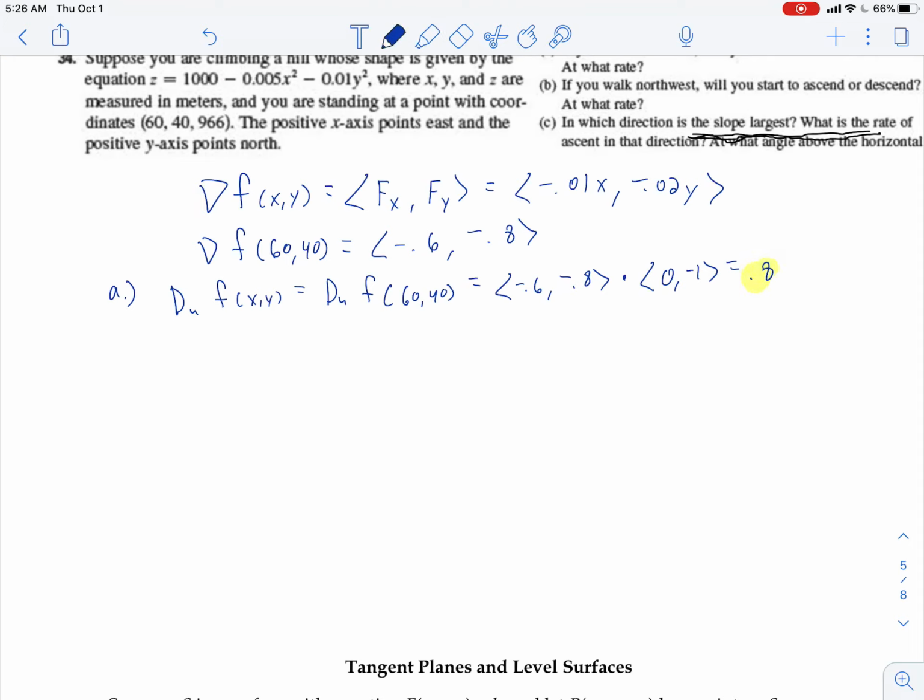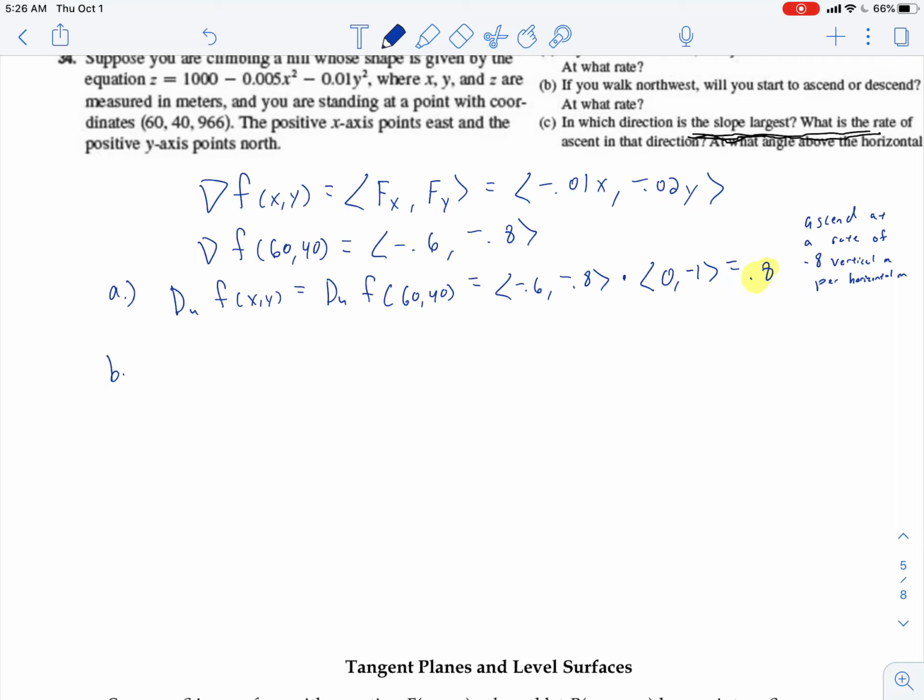Let me highlight this. And so that means that we will ascend at a rate of 0.8 vertical meters per horizontal meter.